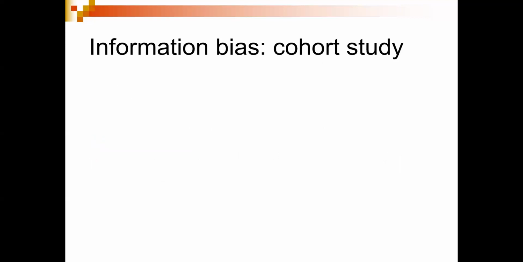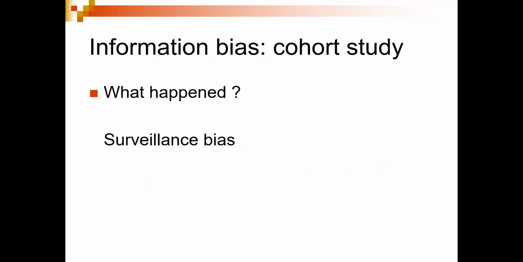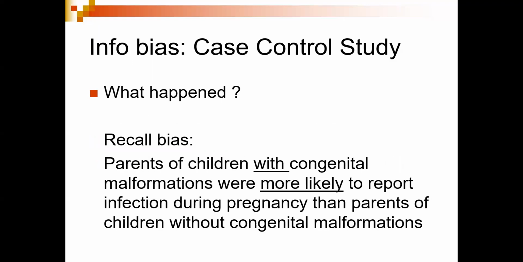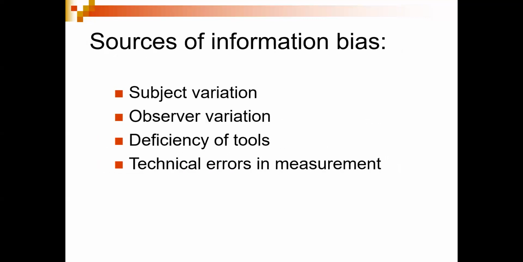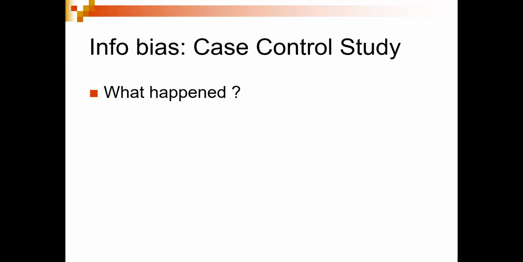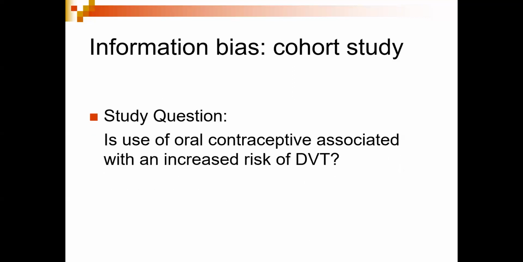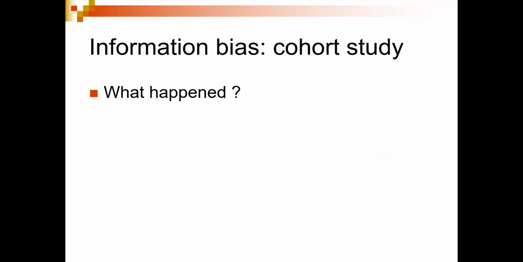What might have happened in this case? We have what you call, remember, information bias. There are several types of information bias. I gave here recall bias as an example of information bias. Then this one now of DVT is what we call surveillance bias.